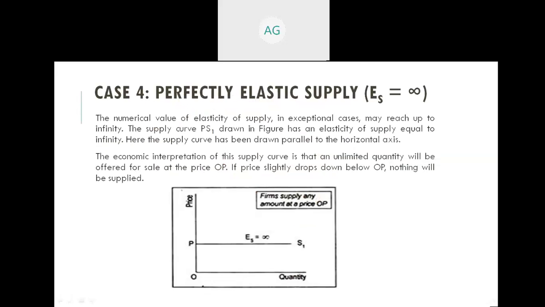Now comes case 4, which is perfectly elastic supply. As its name says, perfectly elastic means ES equals infinity. The numerical value of elasticity of supply in exceptional cases may reach up to infinity, so remember the words in exceptional cases. The supply curve PS1 drawn in the figure has elasticity of supply equal to infinity.